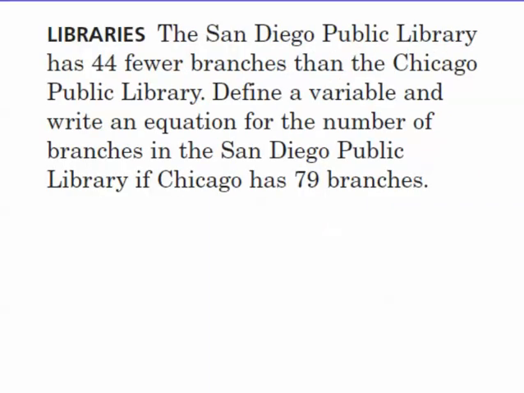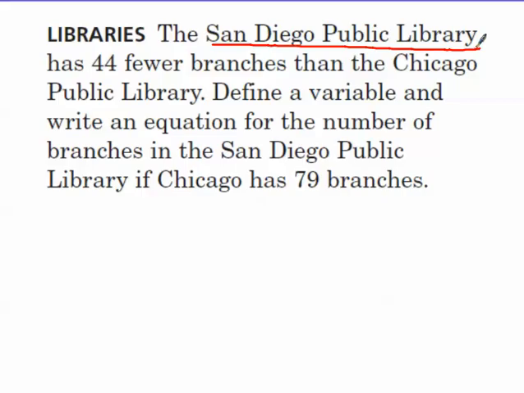Let's look at another one. In a library, the San Diego Public Library has 44 fewer branches than the Chicago Public Library. Define a variable and write an equation for the number of branches in the San Diego Public Library if Chicago has 79 branches. So the thing that I don't know is the San Diego Public Library. So we're just going to use the letter S to represent San Diego because we need to use a single letter.